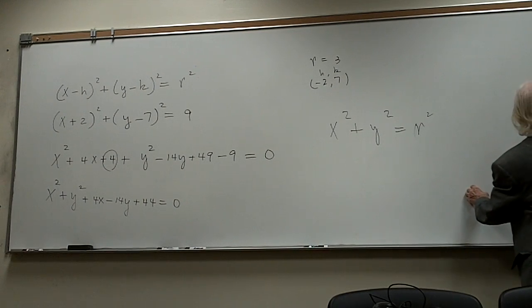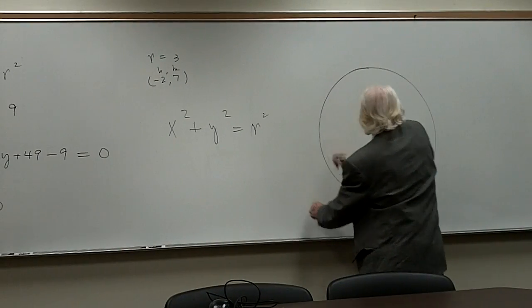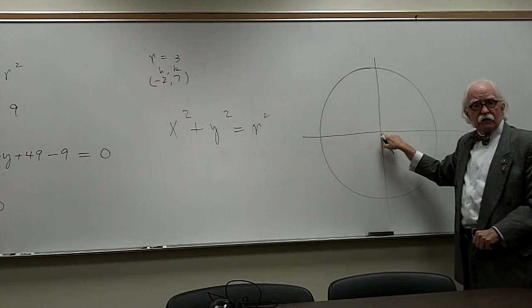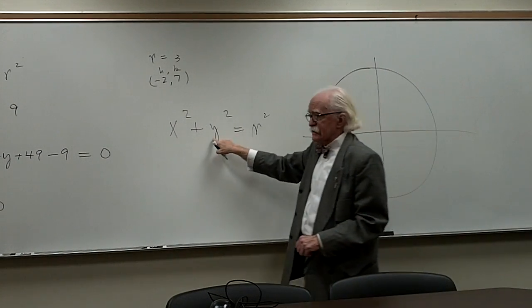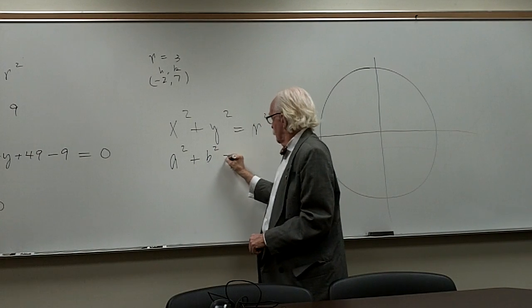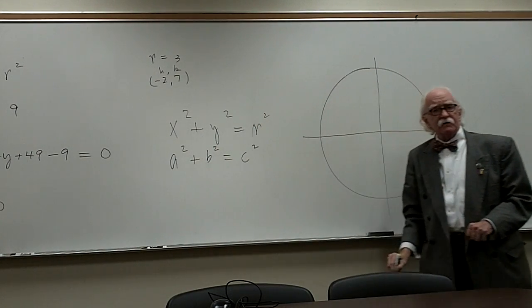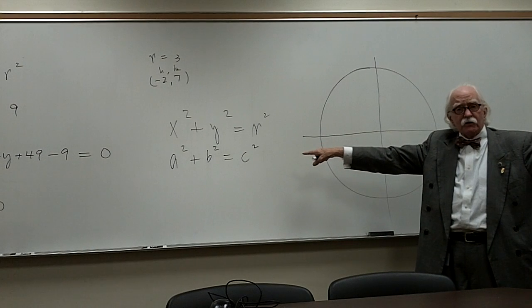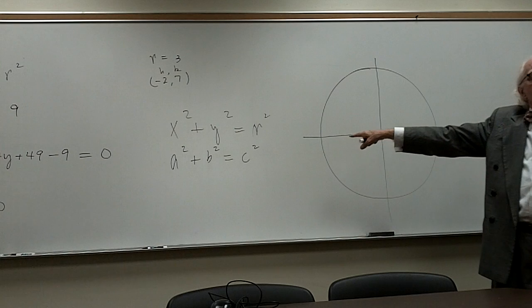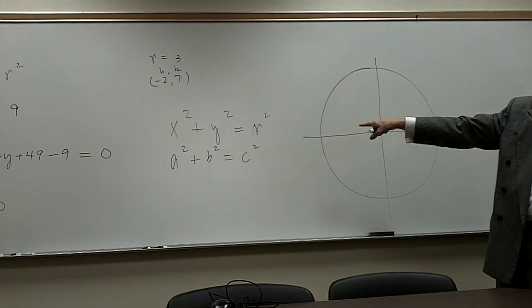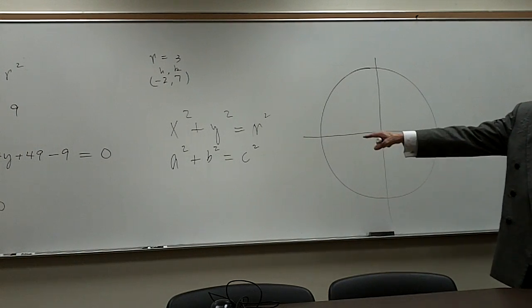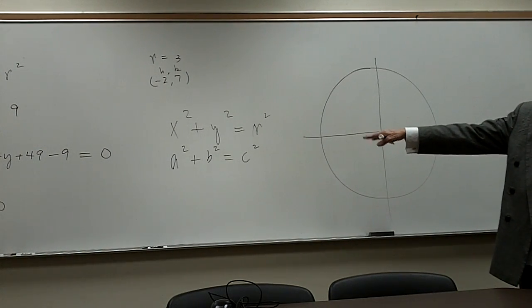Look. That point is 0, 0. This looks just like what? That, right? You all know what the bottom one means? What is the bottom one? What is the bottom one? What is the bottom? Pythagorean theorem. It's Pythagorean's theorem.